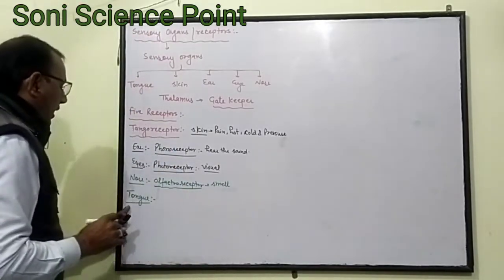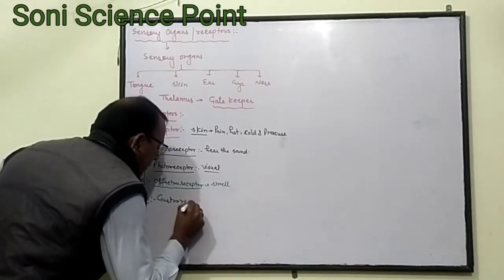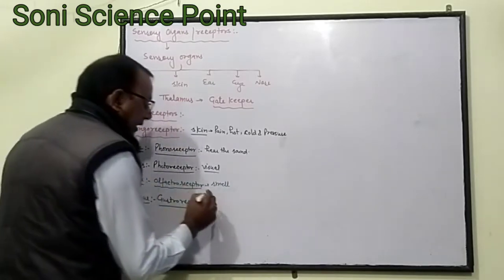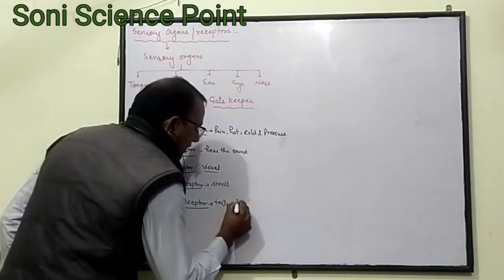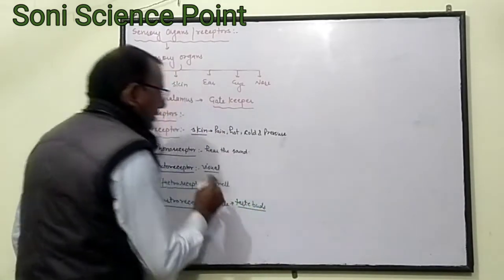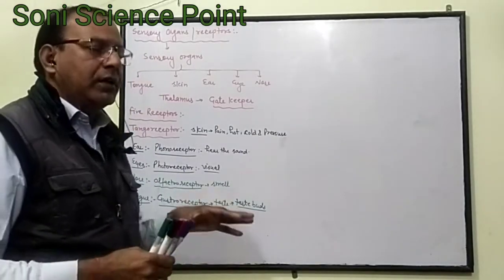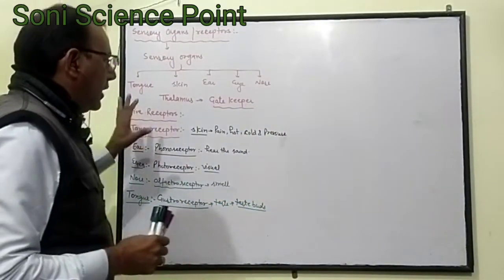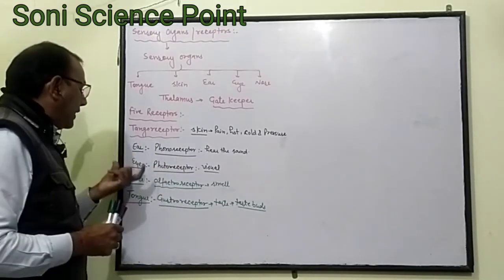So the tongue is called a gustoreceptor, because with the help of the tongue we can take taste. These tastes are provided by the taste buds which are present on the tongue. So these are the different sensory organs or receptors by which we can feel the different changes in our surrounding area. In the next part we will discuss the human eye.